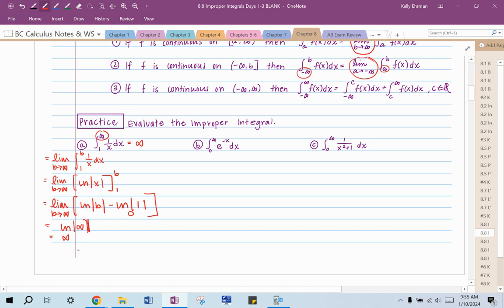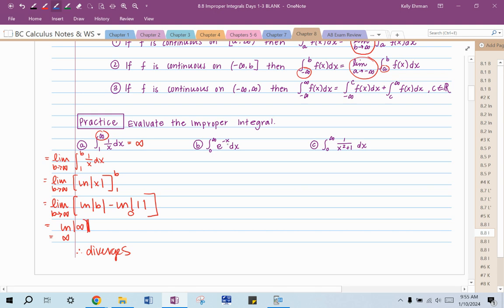So that means that this integral diverges. Even though 1 over x is a decreasing function, it does not decrease fast enough. And so the area between the curve and the x-axis will continue to grow as we allow x to approach infinity.